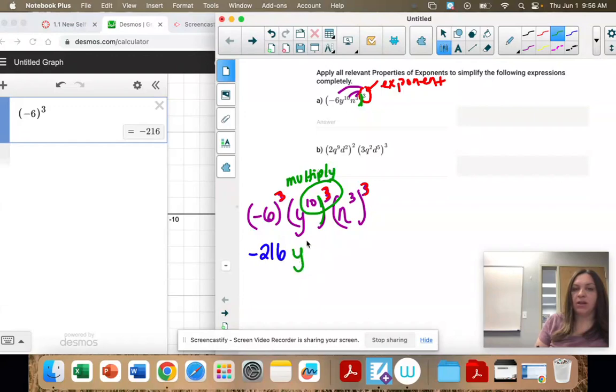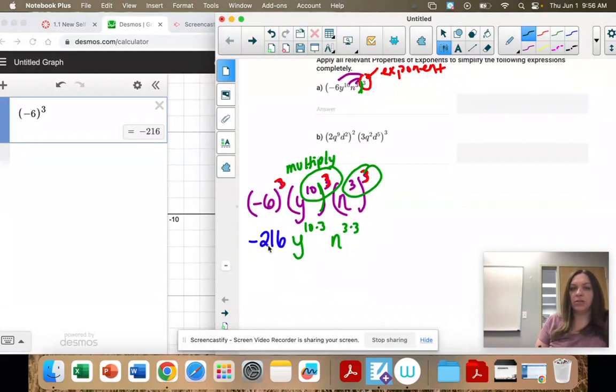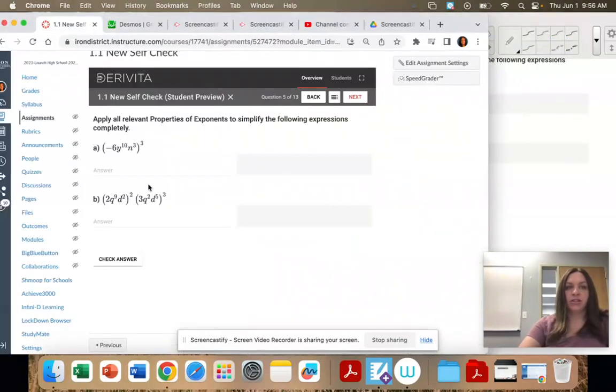So we have y and then 10 times 3. Same thing here. N, 3 times 3. We're multiplying those. So we keep our negative 216, and then 10 times 3 is 30. 3 times 3 is 9. And that is our simplified version of that. So negative 216 y to the 30 n to the 9.